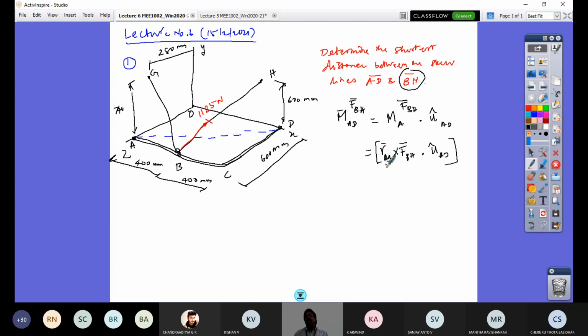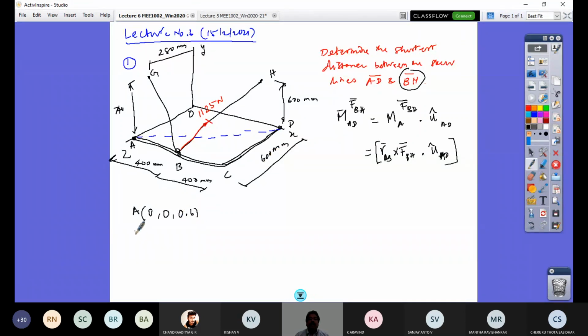So I have to write my position vector, position of B with respect to A, and my force vector in line BH from B towards H, and the unit vector UAD. So this all requires positions of points A, B, D, and H. So let me write those points. What is point A? If this is my point O, what is my coordinate A? It is along the Z axis. So X is 0, Y is 0, Z value 600 mm. I'll write that as 0.6 meters.